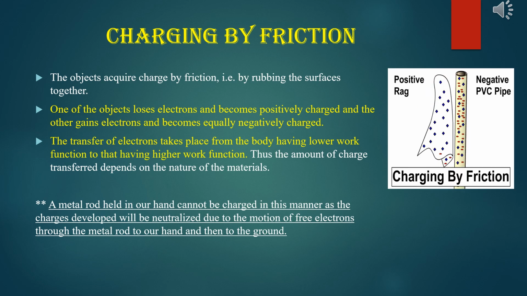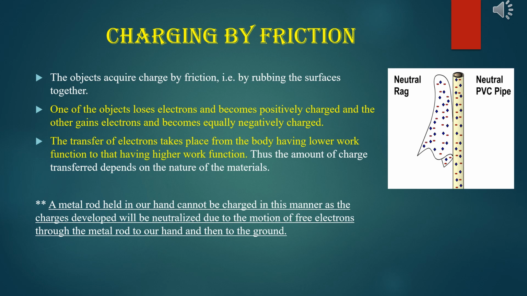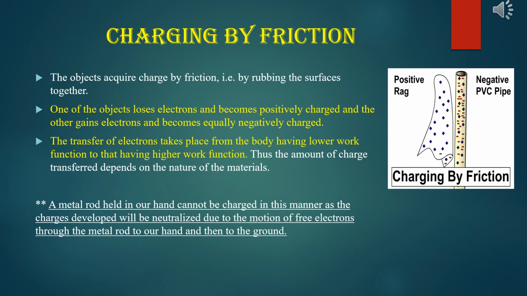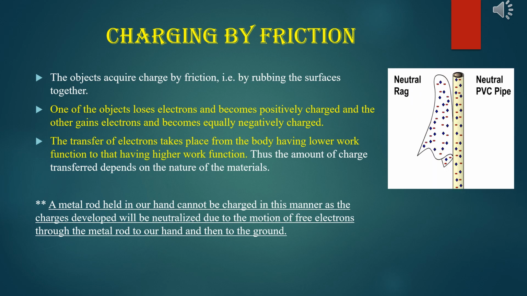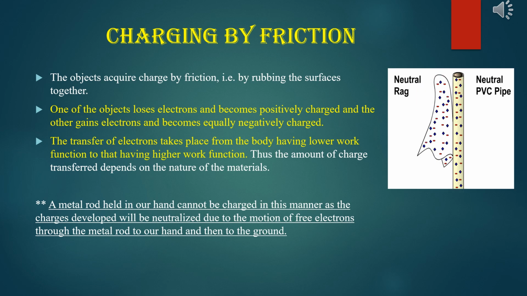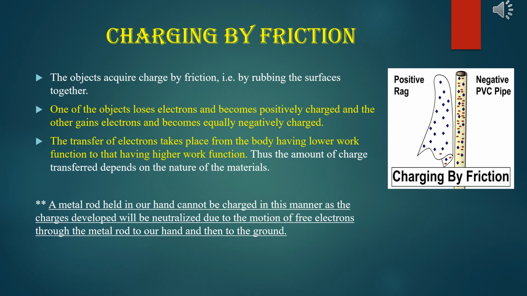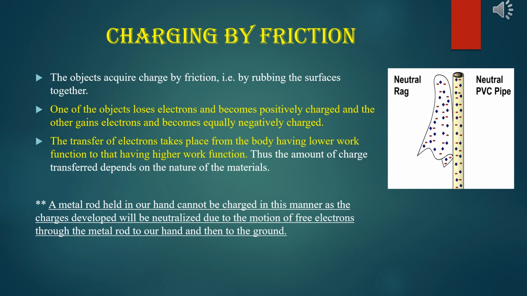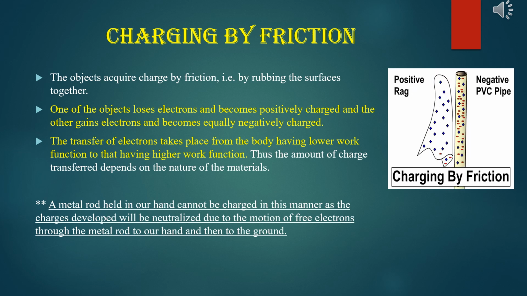So it will be readily escaping out of it, and in the other one it will just get added. So you can obviously say that for the substance which has lower work function, we need to supply less energy in order for the electrons to escape. So electrons will move out of that material and be added into the other one. So this is the point you have to remember, that whenever we charge by friction, number one, the two objects will acquire equal and opposite charges, and number two, the transfer of electrons will happen from the body having lower work function to that having the higher work function.